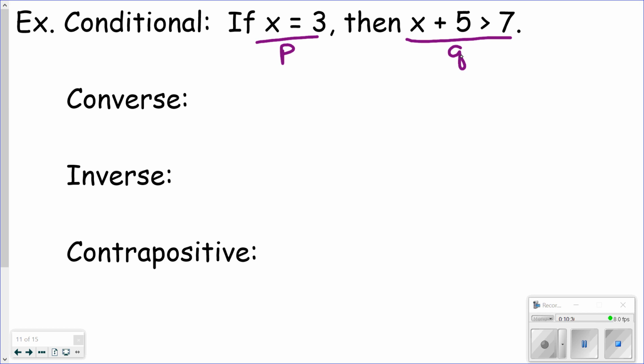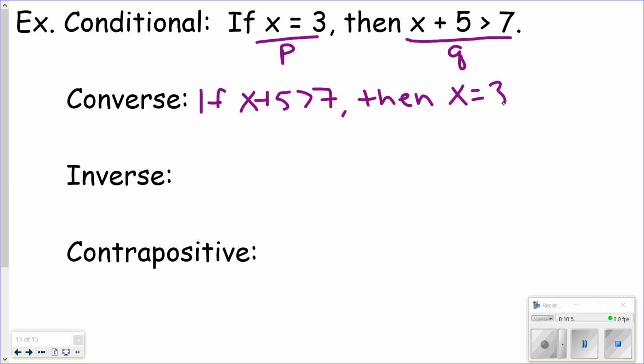So remember, for the converse, I'm just going to look at my conditional, look at the P and Q statement, and I'm just going to flip them around. So the converse would then be if x plus 5 is greater than 7, then x is equal to 3.